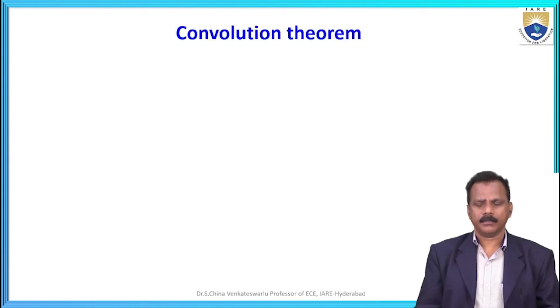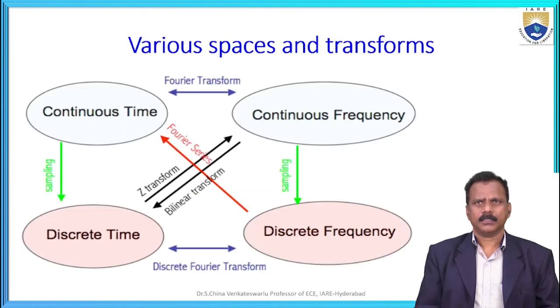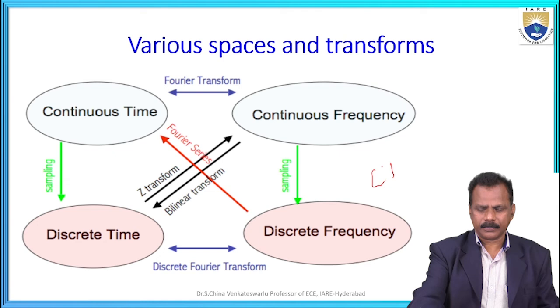Here we have the definition of the linear time system, which we already know. Based on that, the convolution theorem is involved here, with two linear systems in succession. This we have also done in various spaces and transforms. If you are using the discrete Fourier transform versus the Fourier transform, we are talking about the continuous time signal and the discrete time signal.